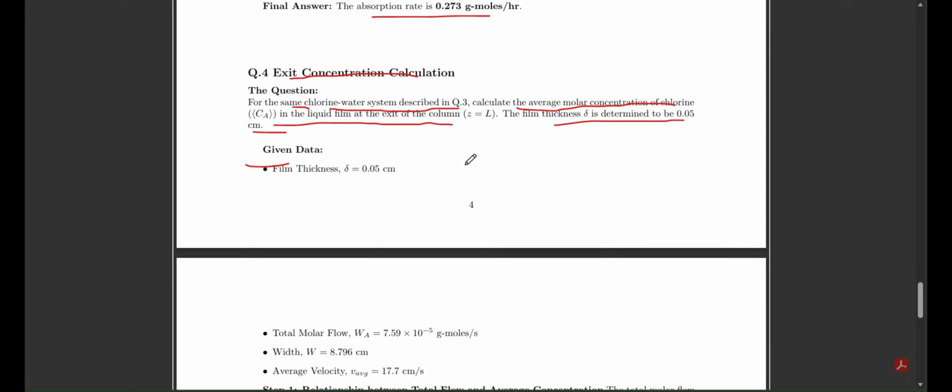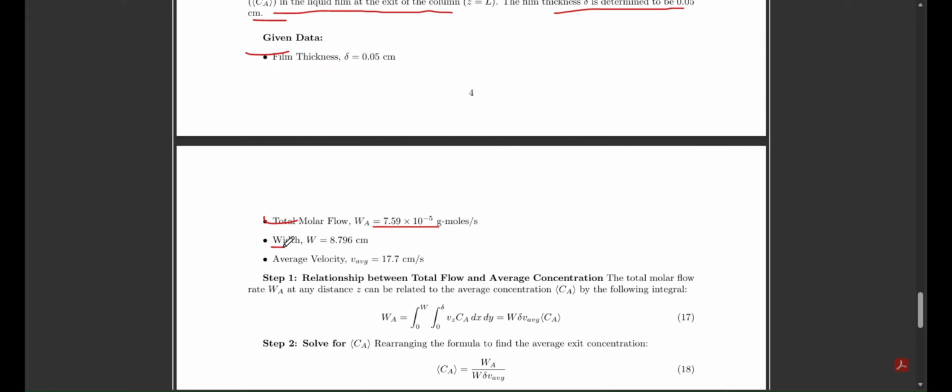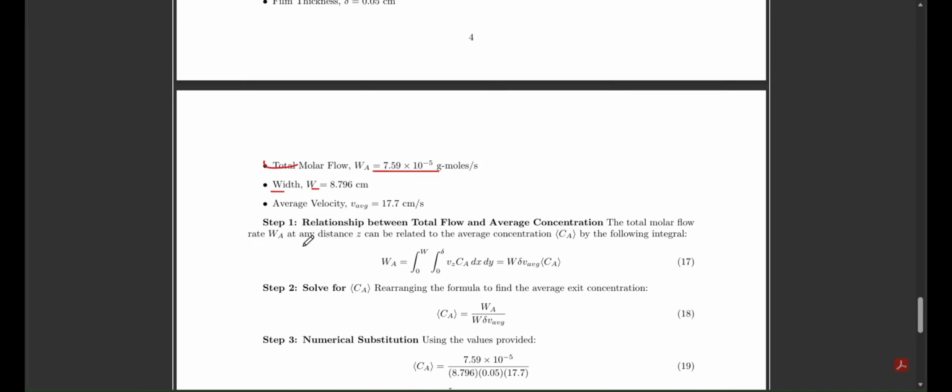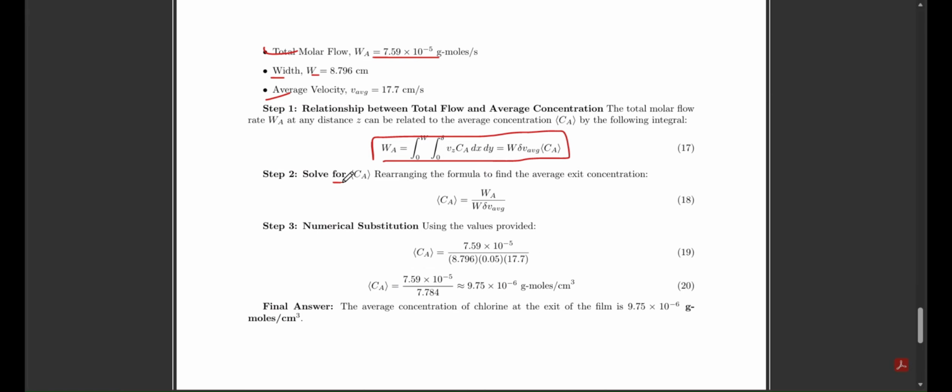The film thickness is given, and the total molar flow rate we calculated from our question with 2πr and the average velocity we know. We know the relationship between total flow and average concentration: W equals the double integral from 0 to W and 0 to δ of Vz times CA dx dy, which equals W δ V average times the average of CA. We rearrange the formula and get the average of CA equals WA upon W δ V average.